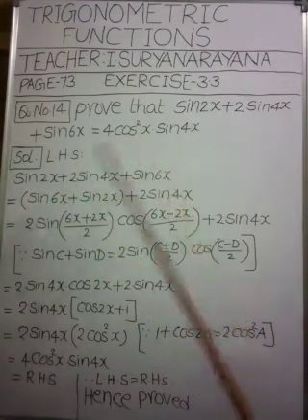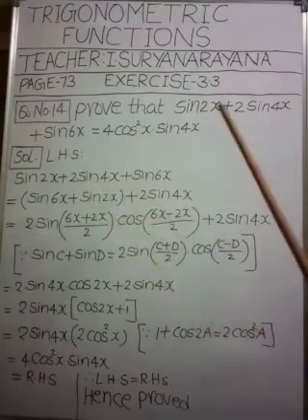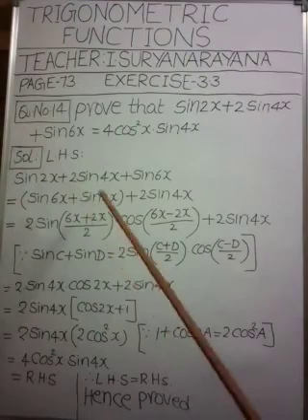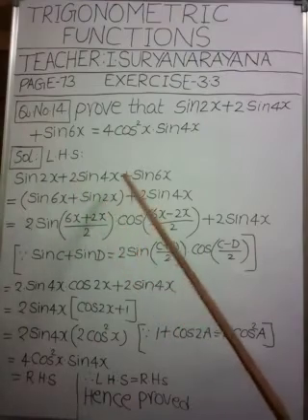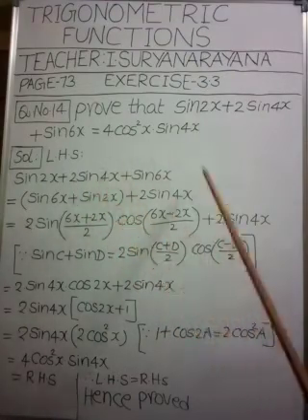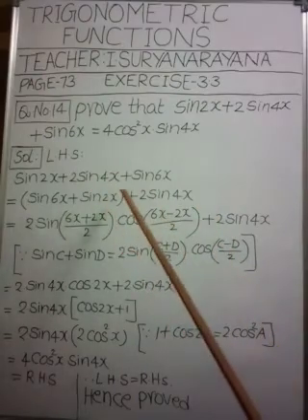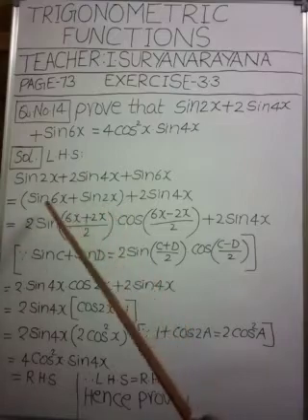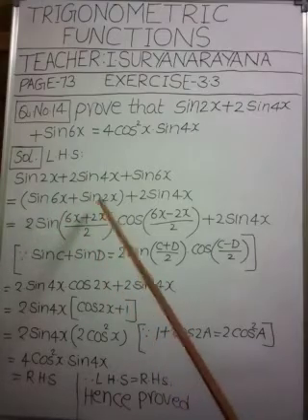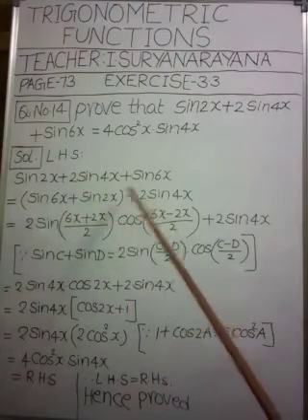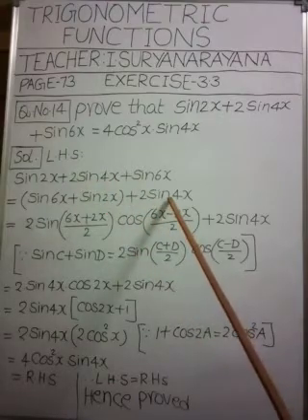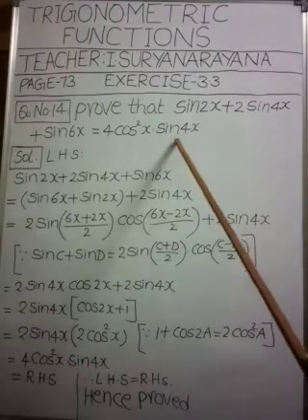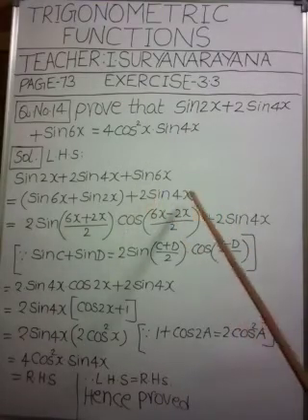Let us regroup the terms which are needed for us. We are regrouping them as one group in brackets, and we are writing the second term separately. Understood this step, my children? Sine 6x plus sine 2x, we grouped these two terms as one group, plus 2 sine 4x. We wrote this term separately. Understood this step, my children? Because in RHS sine 4x is there, so we should not disturb that part.